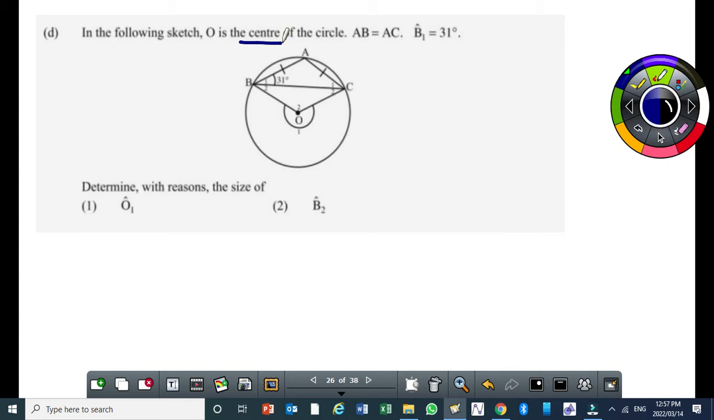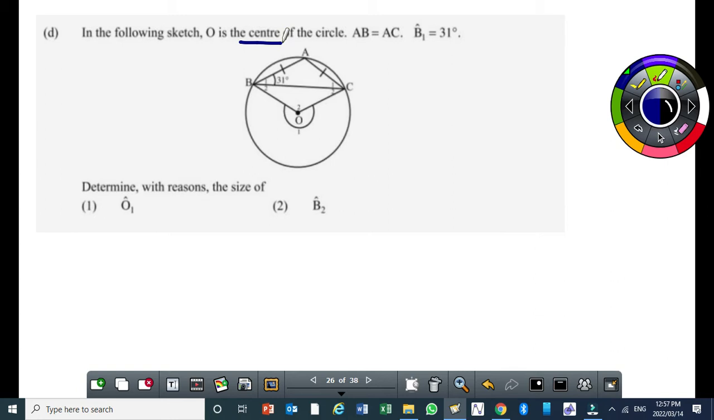So we are given that AB is equal to AC, and then B1 is 31 degrees. That information is given. It's on the diagram as well. So the first question says, determine with reason the size of O1. Now, O1 is this angle here.